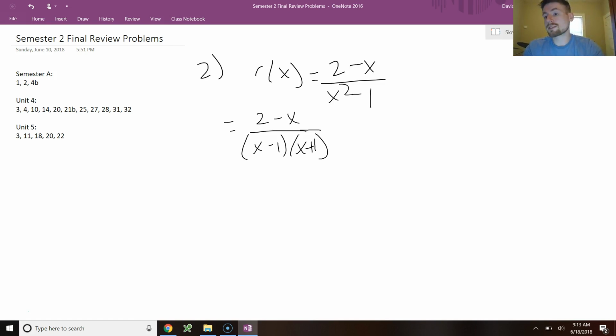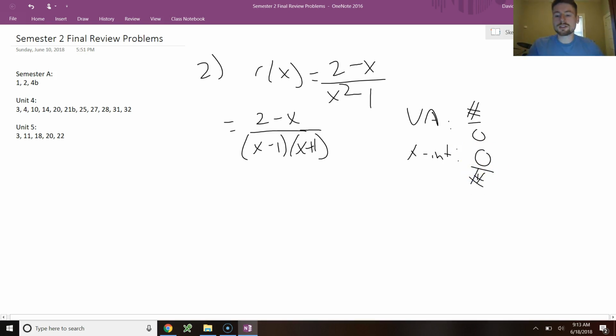We just look at what makes the denominator 0, and those are going to be vertical asymptotes. And then we look at what makes the numerator 0, and those are going to be x-intercepts. So vertical asymptotes are when you're doing a number divided by 0, and x-ints are when you're doing a 0 divided by a number. Because 0 divided by a number is 0, so it's going to be equal to 0 there. And a number divided by 0 is undefined, so that's going to be that blowing up asymptotic behavior. So for vertical asymptotes, we have x equals 1 and negative 1.